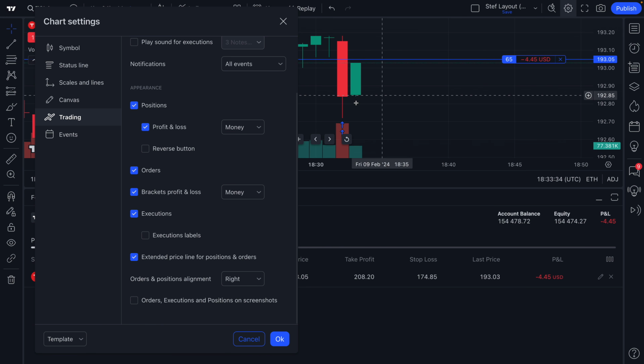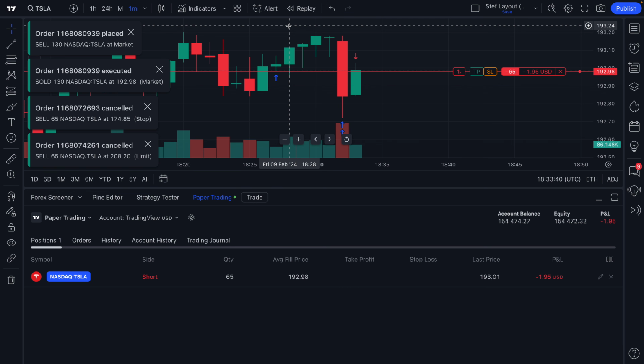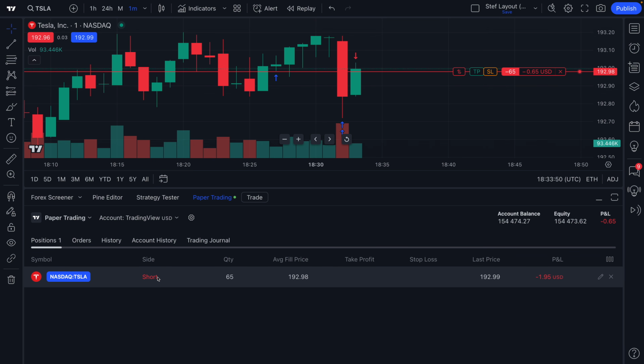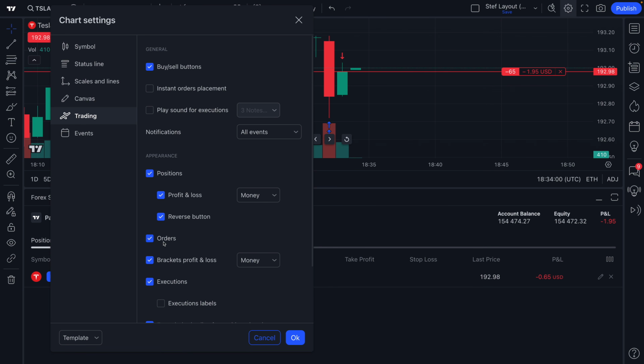Maybe you don't need the reverse button because if you accidentally click reverse, so watch what happens here, it instantly closes the trade and then flips it around into a short position. So we quite literally had a trade on long. We clicked one button, we closed that long trade out and instantly went short. So that's a pretty advanced tool. You may not want to see that, and you can hide that from your chart as needed.